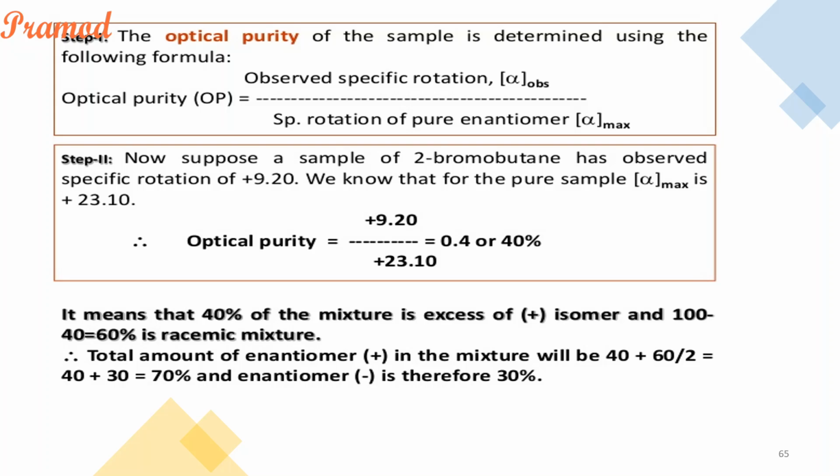This means that one of the enantiomers is present 40% more than the other. So the other will be 60%. The total amount of enantiomer in the mixture will be 40 plus 60, that is 100, divided by 2, plus 20. So one enantiomer will be present in 70% and the other enantiomer will be present in 30%. This is how you can calculate the enantiomeric purity or enantiomeric excess.